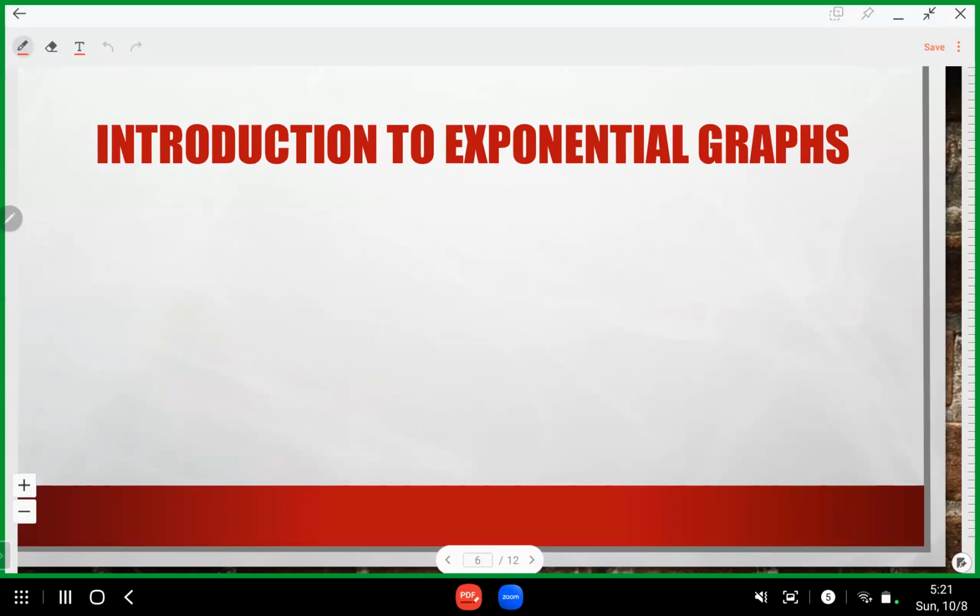So let's go on to explain some exponential graphs. So what is an exponential graph? An exponential function is in the form of f of x is equal to b to the x, where b is greater than 0 and b does not equal 1. So when we make a graph, we need to consider the following.